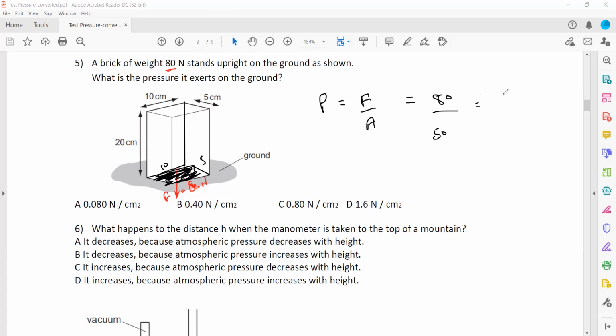So it will be 80 divided by 50, that's equal to 1.6. So 1.6 Newton per centimeter square. That is why D will be the right answer. Is it clear, this question? So we always take the base area, the area in contact.